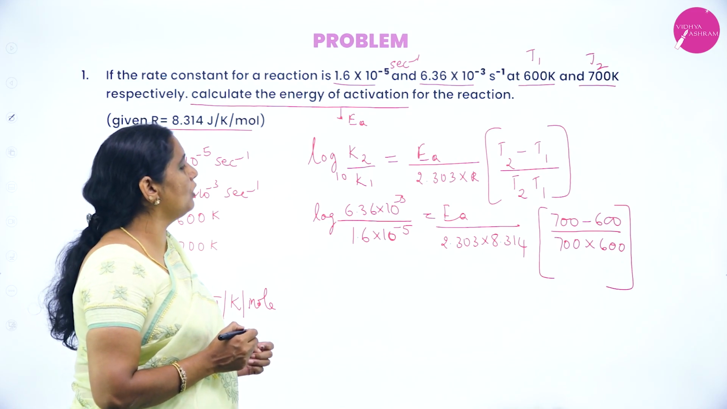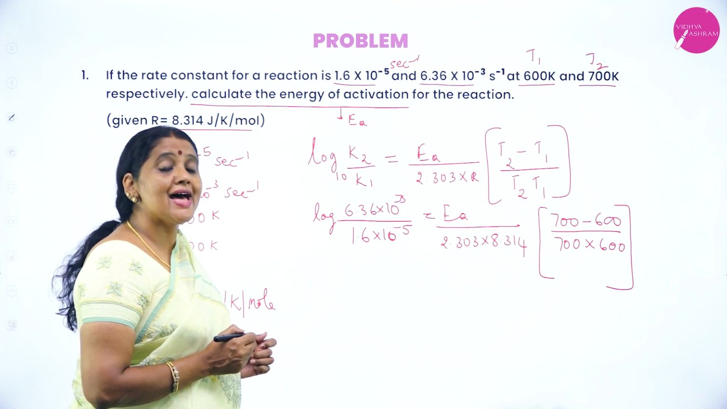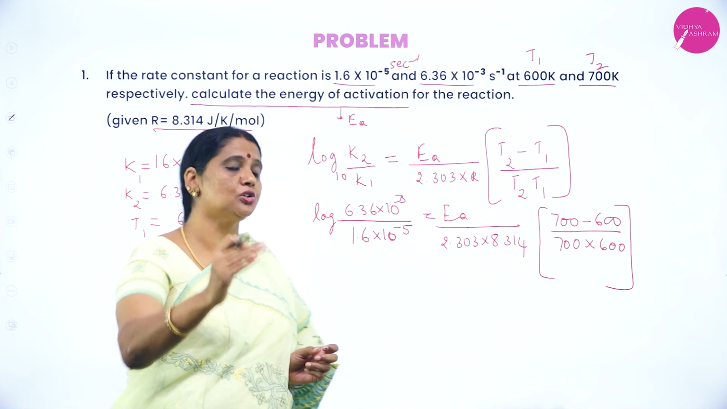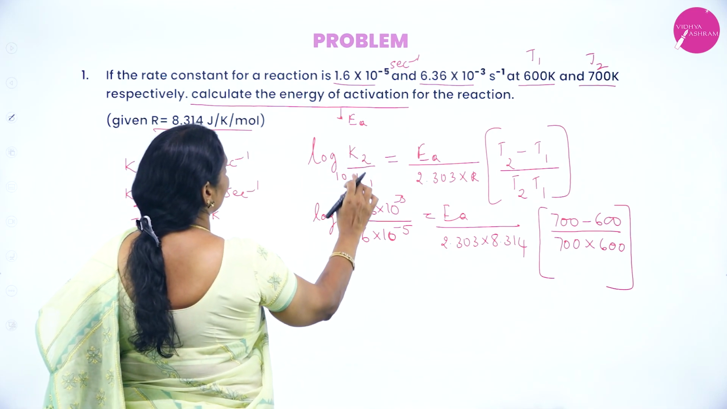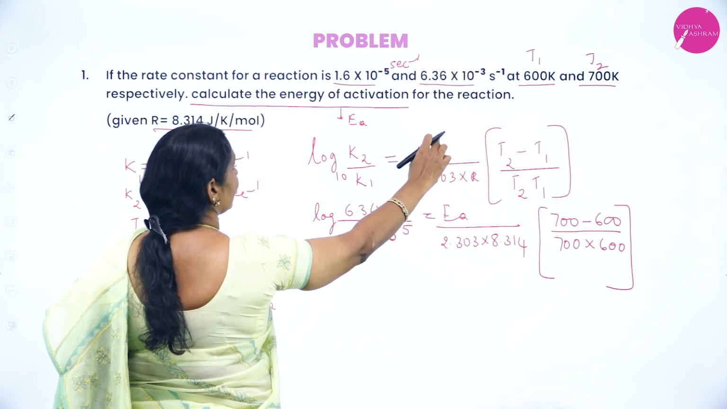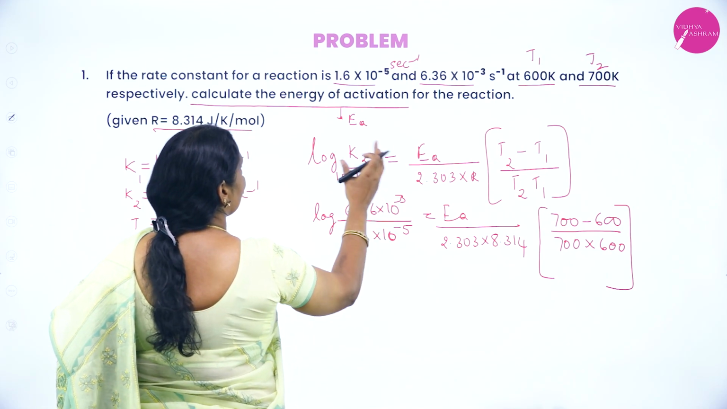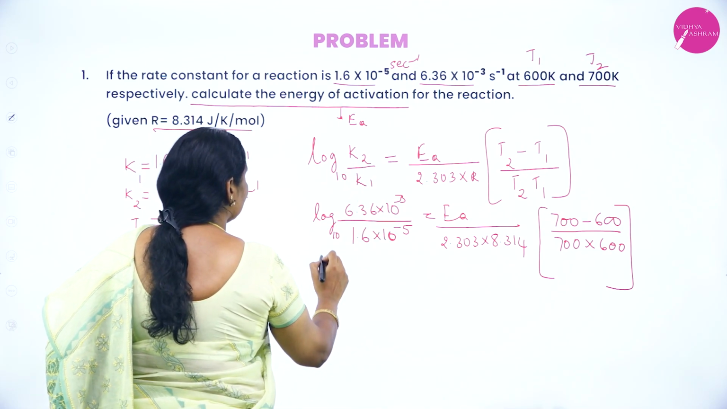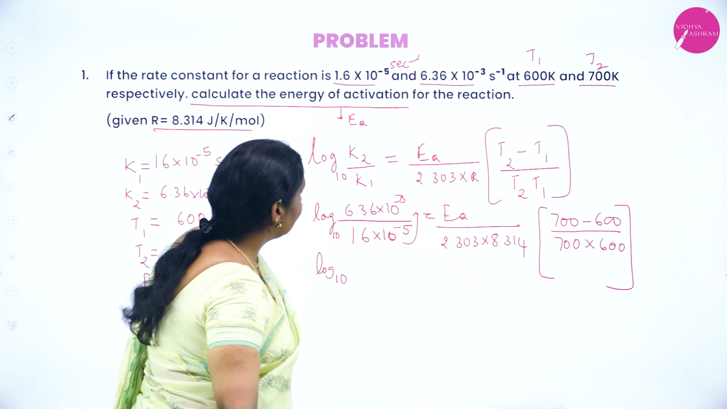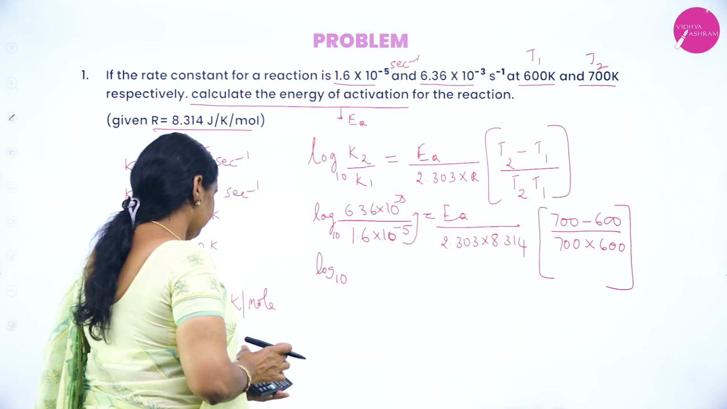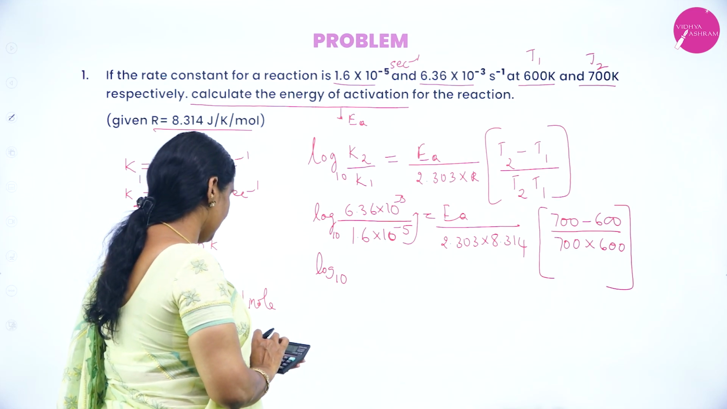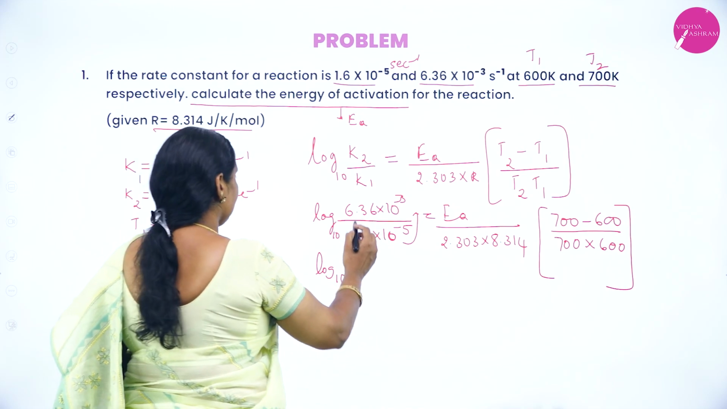See, my children, what formula am I going to use for this? Activation energy is calculated by using the Arrhenius equation at two temperatures T1 and T2. What's the formula? Log K2 by K1 is equal to EA by 2.303 into R into T2 minus T1 divided by T2 T1. I am substituting the values, and if I take 10 to the power of minus 5 to the numerator, it will become 10 to the power of what? Plus 5. Okay. And now you have to simplify 6.36 divided by 1.6.